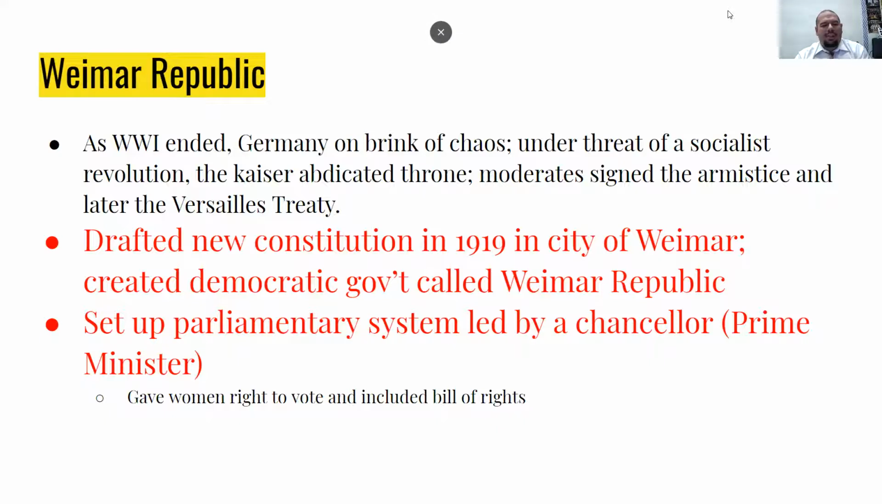The Weimar Republic. As World War I ended, Germany was on the brink of chaos under the threat of a socialist revolution. The Kaiser Wilhelm abdicated the throne. Moderates formed a government in the city of Weimar, hence Weimar Republic, signed the armistice and later the Versailles Treaty. They will draft a new constitution in 1919, in the city of Weimar, hence why it's called the Weimar Republic. It was set up to be a parliamentary system led by a chancellor, aka prime minister, same thing. And it will give women the right to vote, and it included a simple Bill of Rights.